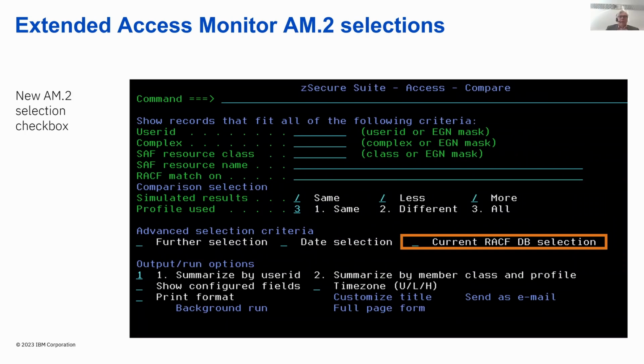And this panel is now also available under AM.2. So here's the AM.2 selection panel. It now has a new checkbox, current RACF selection. It used to be called simulated access on AM.1. It's now called current RACF selection in both AM.1 and AM.2. So these are all long-standing RFEs.